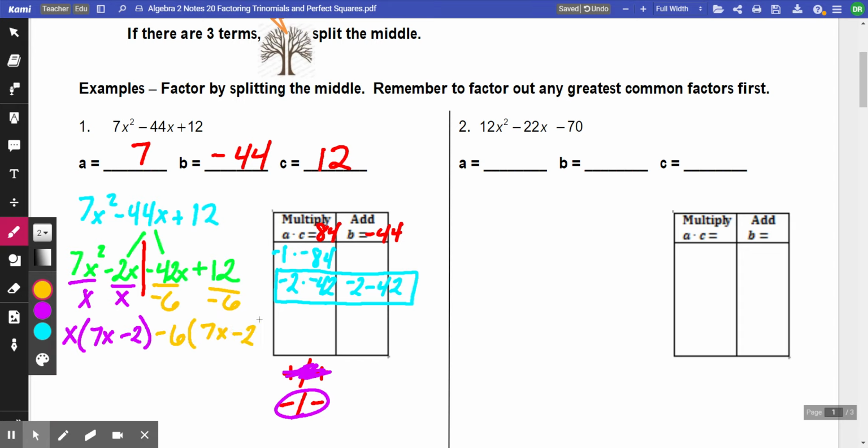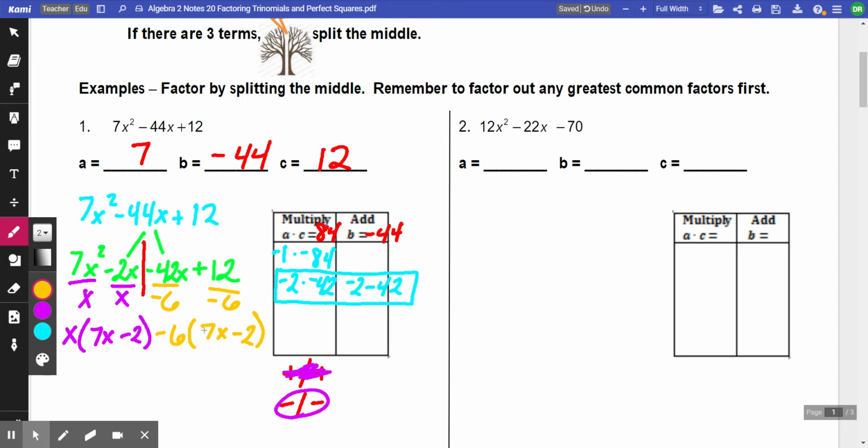And again, it seems strange to do, but if we distribute this -6 back in, we're going to end up with what's in green, which is -42x plus 12. So we are rewriting the original polynomial, but we are not actually changing the simplified value from what we started with.